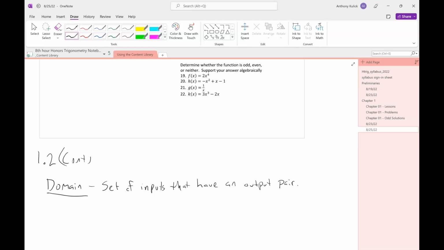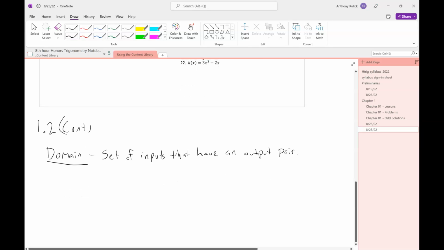So if we're given an equation, what's it going to look like if a domain doesn't have an output paired to it? What kind of result am I going to get? Braden? Undefined. Yeah, that's exactly right. So what I'm going to be searching for are values of x that make my function undefined, because those things are going to be what I don't want in my domain.